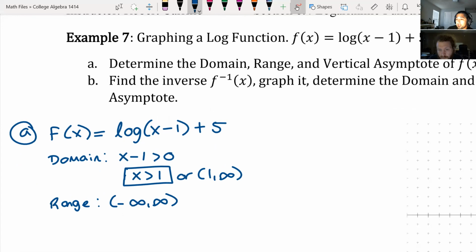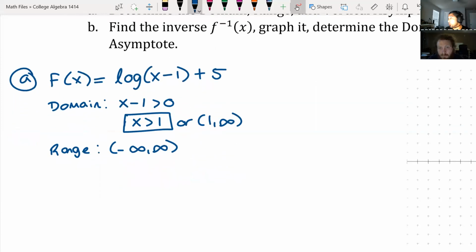Now, this means that our vertical asymptote is given as well. So if you're greater than 1, this means you'll never touch 1. So this means that you will have a vertical asymptote at x equals 1. So your domain and your asymptote, once again, go hand in hand for the log function, of course. Now we want to graph this. So this means that we're going to have to use transformations.